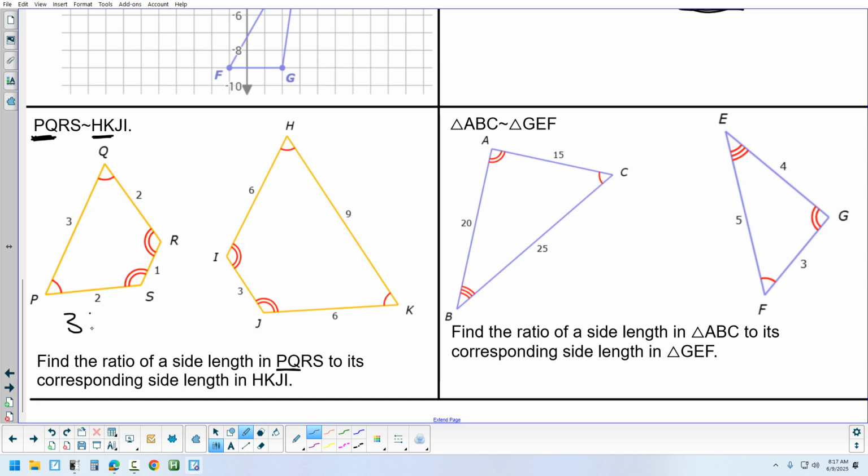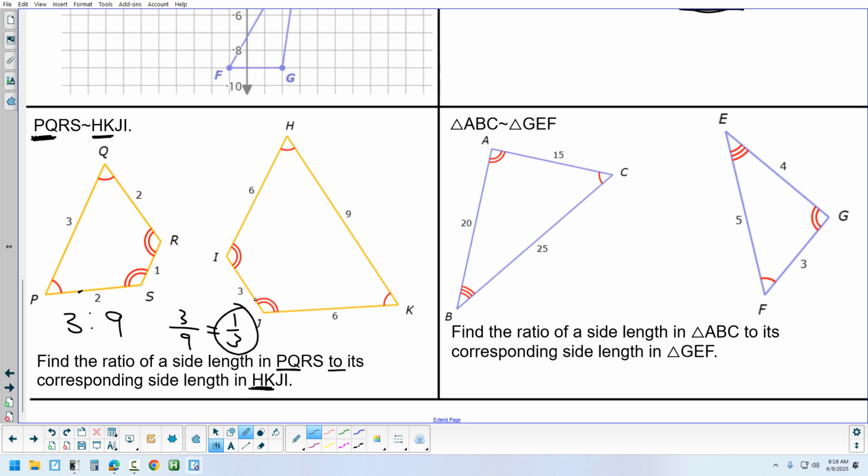So 3. How about HK? How long is that one? 9. That's the ratio of the lengths in this side to this side. It's a ratio of 3 to 9. Or, if you do it as a fraction, it's 3/9. And that reduces to? Yeah, 1/3. That means this shape is 1/3 the size of this shape.